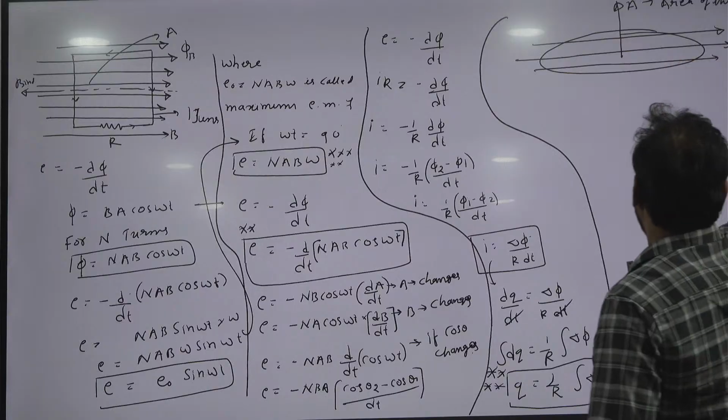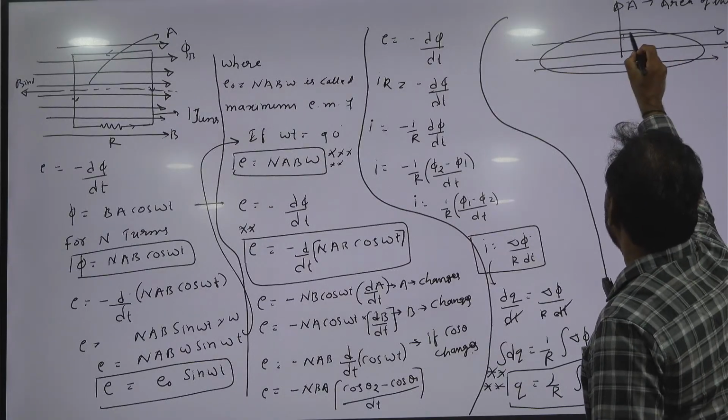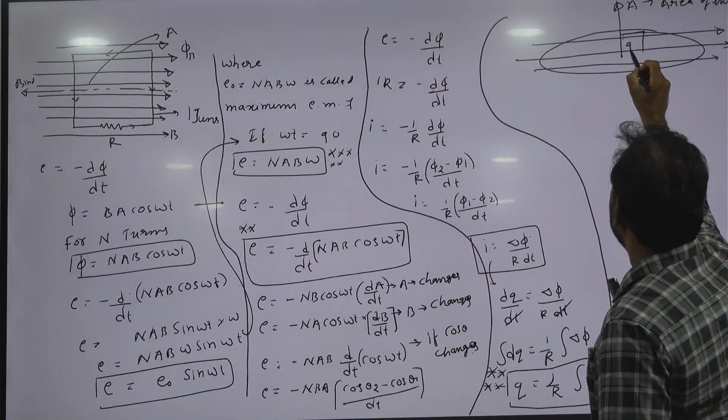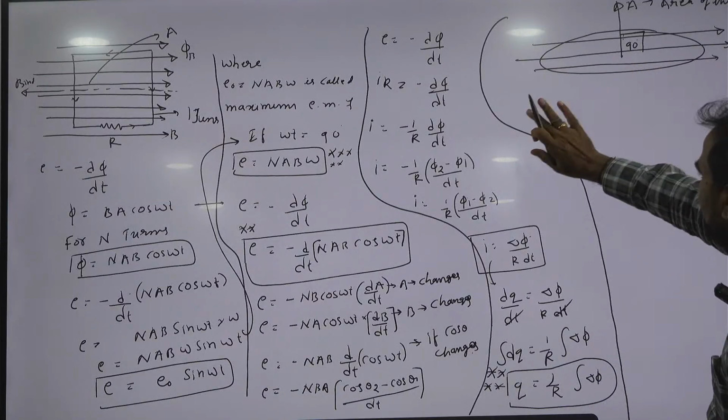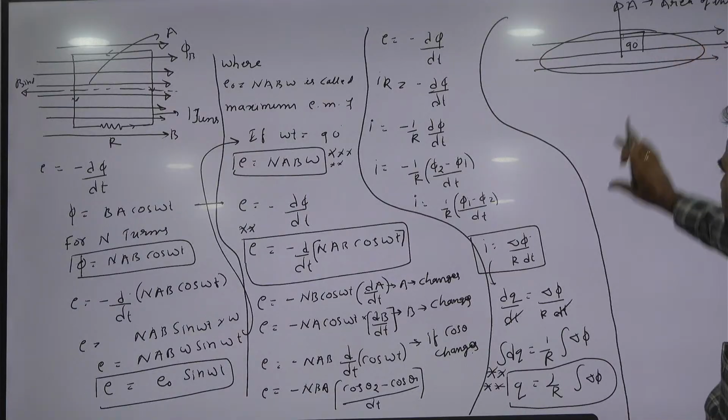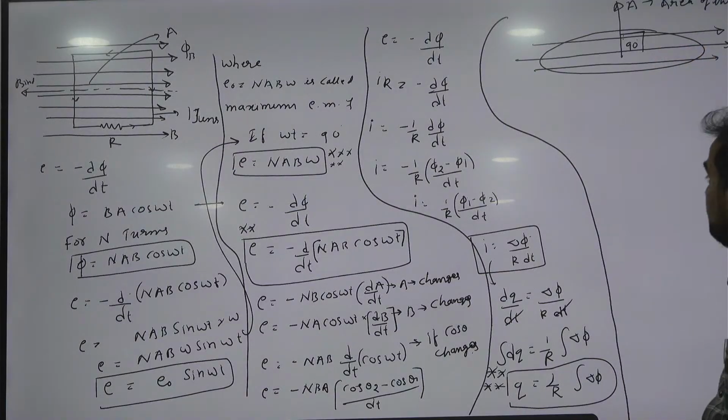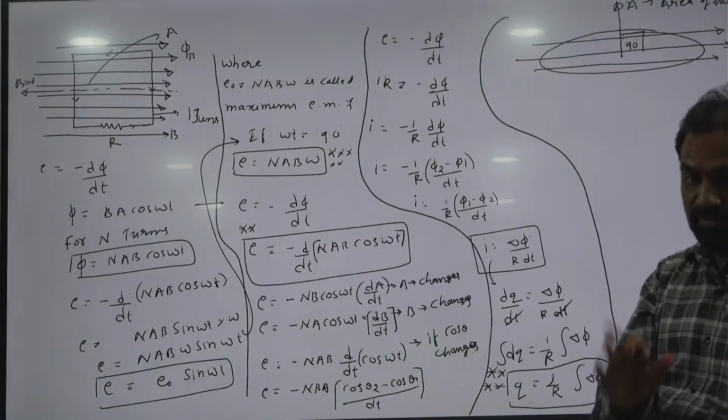Area vector and plane both are mutually perpendicular to each other. Area vector and the plane of the loop, both of them are mutually perpendicular to each other. ठीक है? Those things you should remember here.